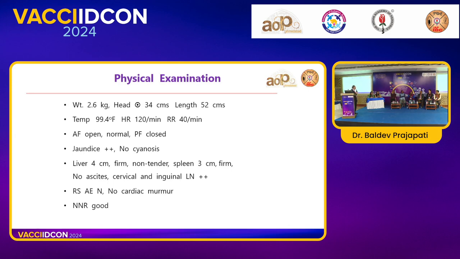Okay, so that will rule out biliary atresia or something like that. What is your ultimate focus? What do you think? As you said, one is malaria. Second, you said there's some congenital infection. Okay. Anybody else?